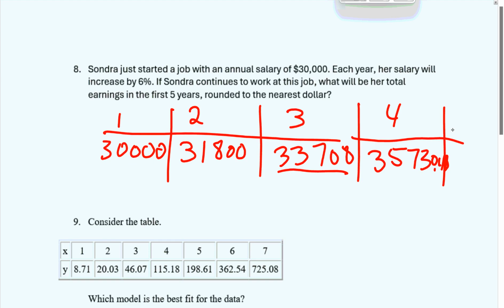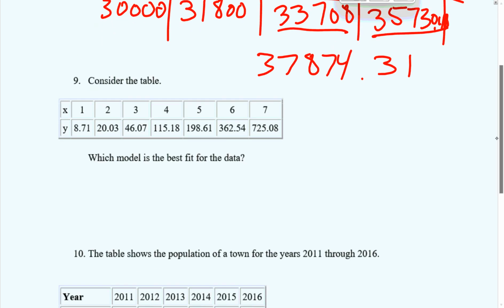Then I'm going to do it one more time. I'm going to multiply that by 0.06, and then I'm going to add it back to that total of the 4th year. And so then I get in the 5th year my answer of $37,874 and round to the nearest cent. So that would be 31 cents. There you go.